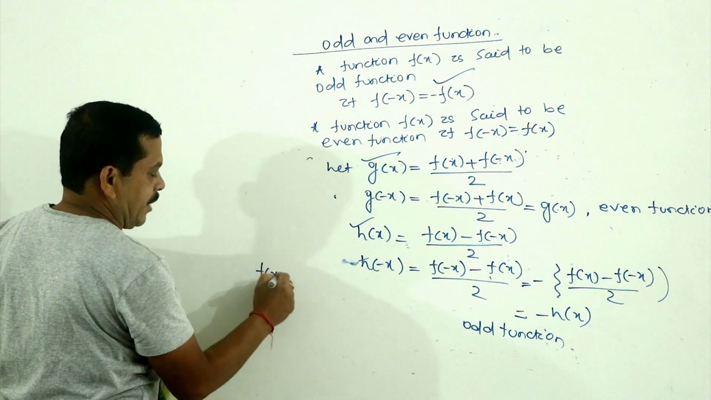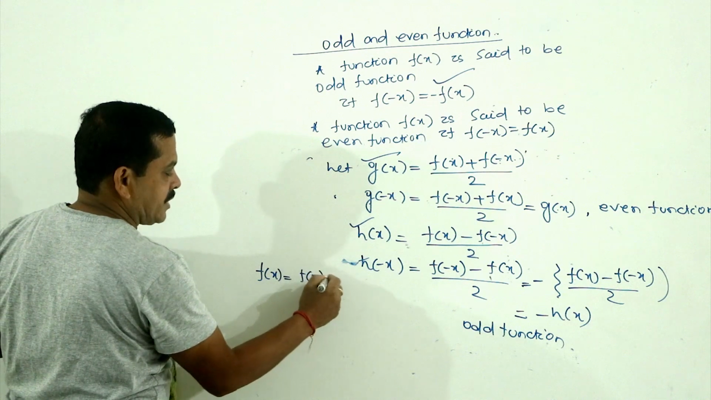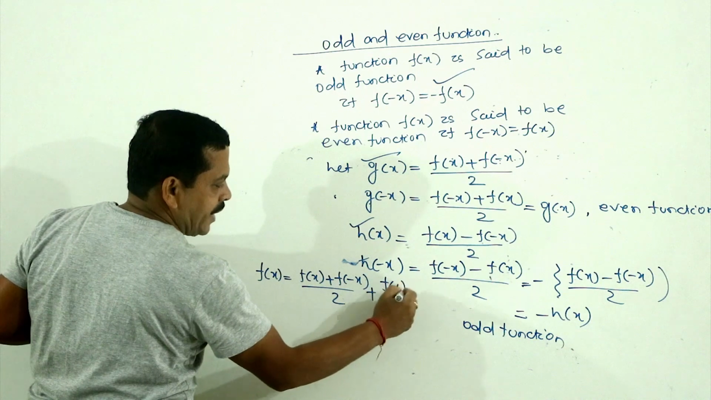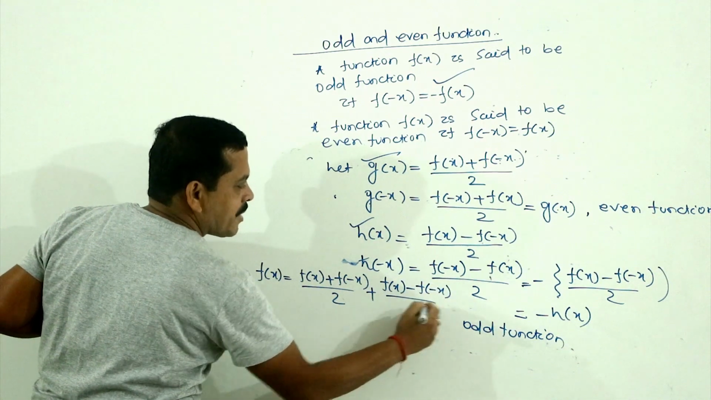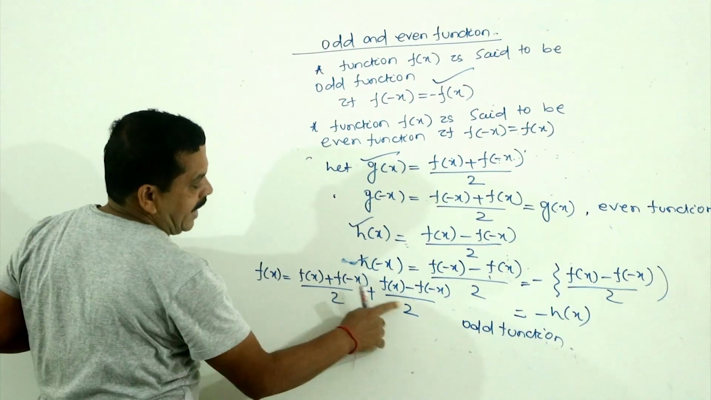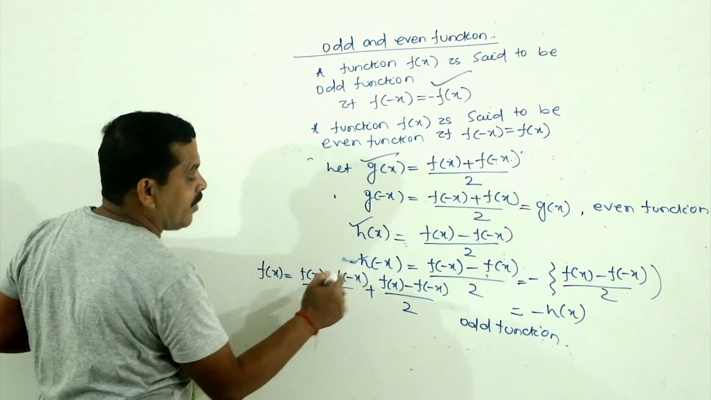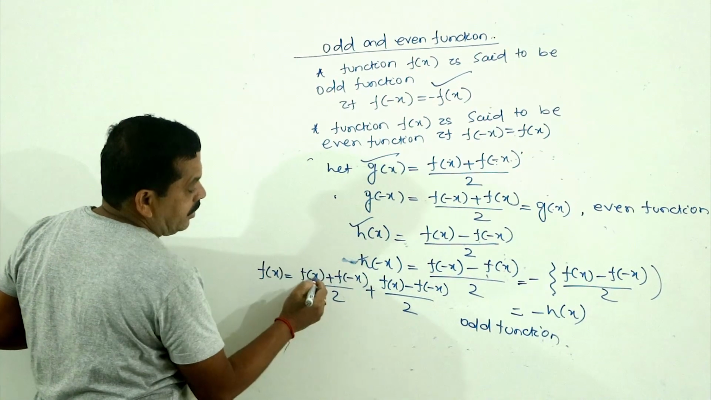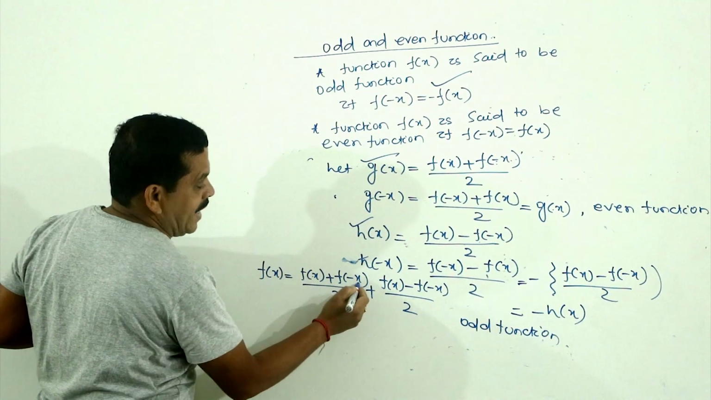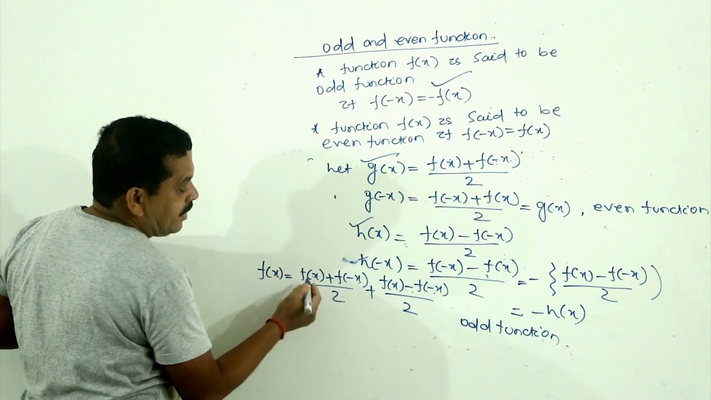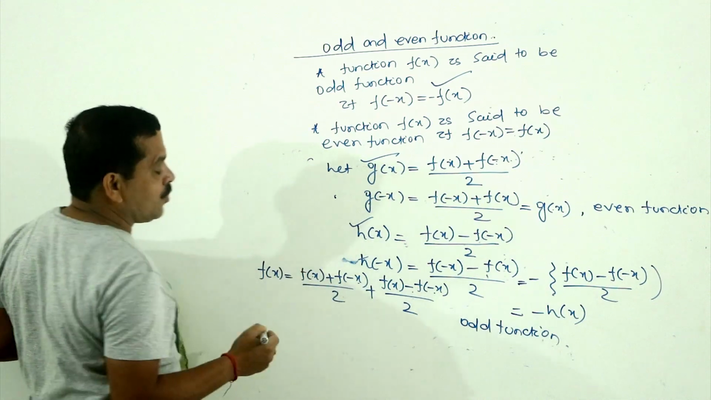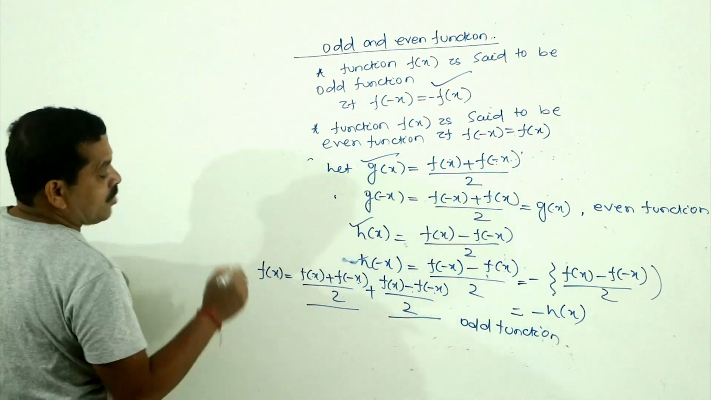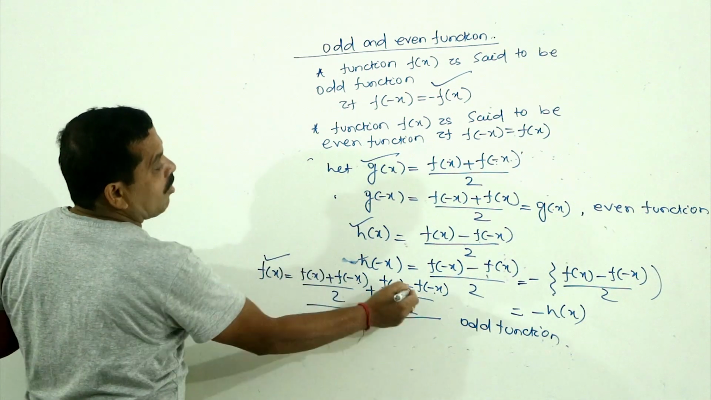We know that f of x is f of x plus f of minus x by 2 plus f of x minus f of minus x by 2. Because if we take the LCM, the denominator will be 2, then in the numerator f of minus x and minus f of minus x will cancel, and this will be 2 times f of x by 2, which is f of x. So this is even and this is odd. So every function is the sum of an even and an odd function.